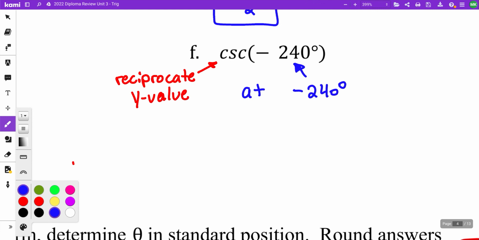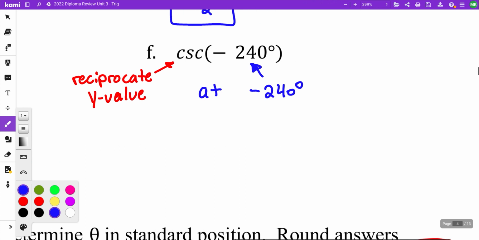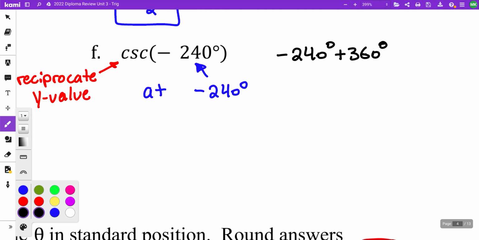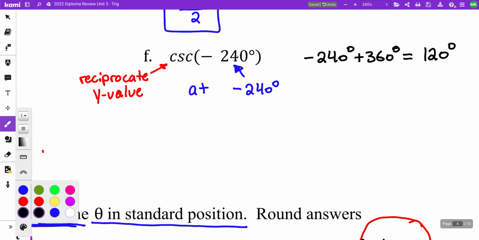Those of you who can visualize going backwards 240 degrees, do that. Yeah, that's a great strategy. Some of us have that talent to look at something and be able to see it in reverse. Some of us don't. Chalk me up as someone who doesn't. Right? That's difficult for me. So what I do is I take the negative angle and I find a coterminal angle by adding 360 degrees. That will give me the same position. So 120 degrees is the same spot. So I want to reciprocate the y value at negative 240 or at 120, depending how you want to look at it.